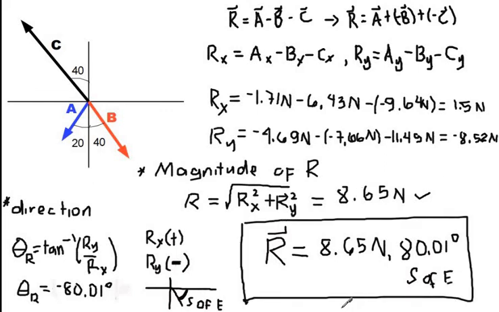So, mao na ni ang final answer sa resultant vector. Ang R is naa diri. Ang iyang magnitude is 8.65. Ang iyang theta is 80.01 degrees. Naa siya diri nga portion. And kanang 80.01 degrees nga measurement is ania diri. So, mao ni ang resultant vector R.